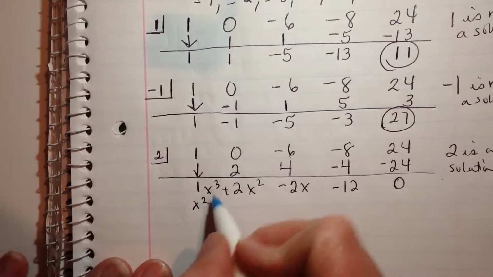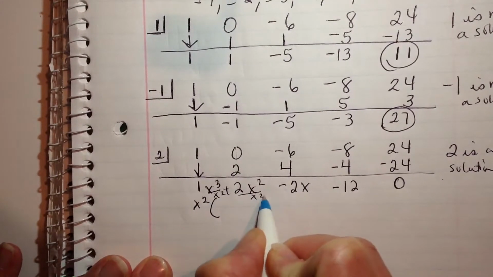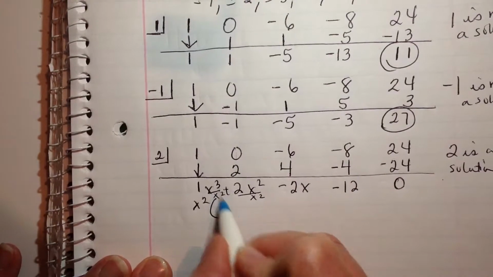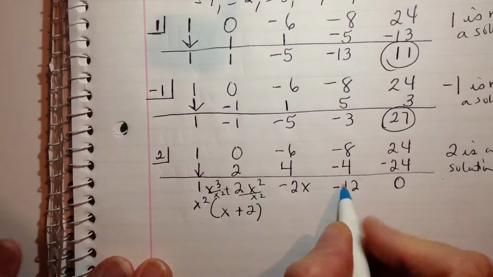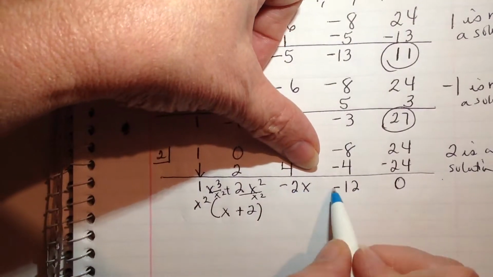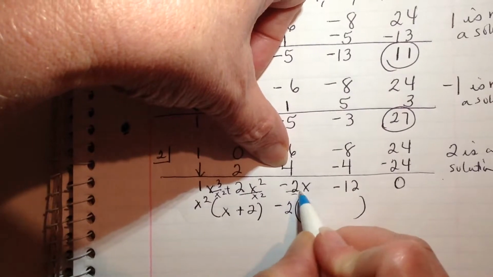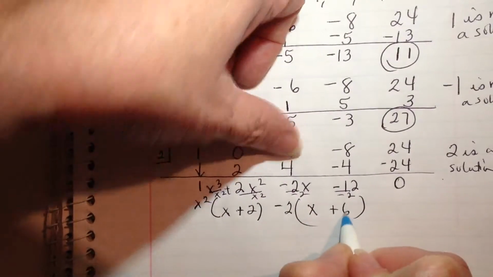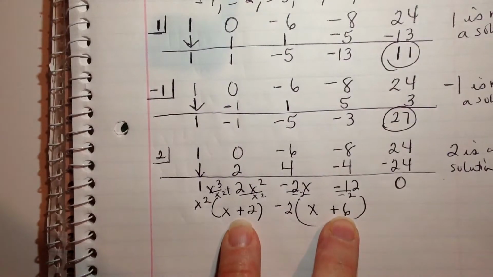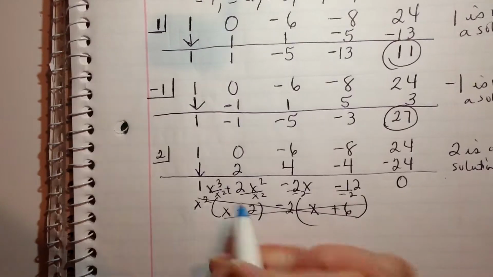You can take out x squared. If you go through and divide each one by x squared, it would leave you x, when you subtract exponents, plus 2. What can you take out of the last 2? Well, out of these last 2, negative 2x minus 12, I can take out negative 2. If you go through and divide each one by negative 2, you would end up with x plus 6. When these two parentheses are not the same, you see that I cannot factor this.